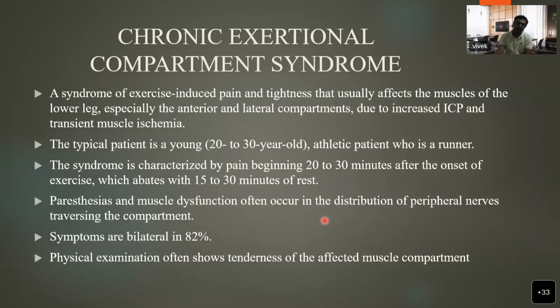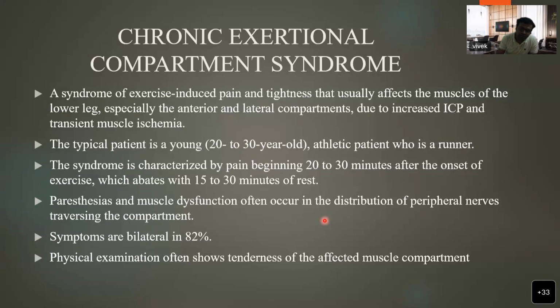Coming to chronic exertional compartment syndrome, this is a syndrome of exercise-induced pain and tightness that usually affects the muscles of the lower leg, especially the anterior and lateral compartments, due to increased intracompartmental pressure and transient muscle ischemia. This is typically noted in young and athletic patients who are runners between the age bracket of 20 to 30 years. The syndrome is characterized by pain beginning 20 to 30 minutes after the onset of exercise, which ablates with 15 to 30 minutes of rest. Paresthesia and muscle dysfunction often occur in the distribution of peripheral nerves traversing the compartment, and symptoms might be bilateral in 82% of the cases.